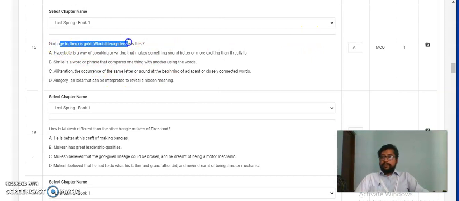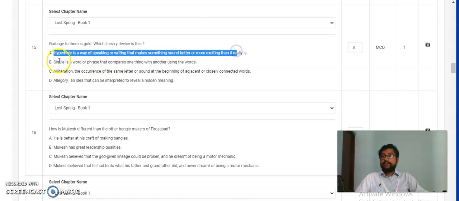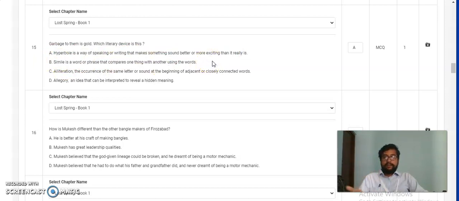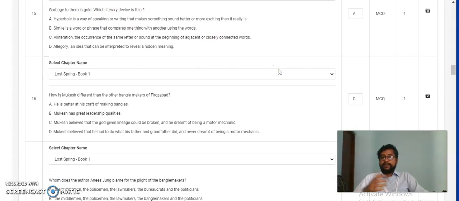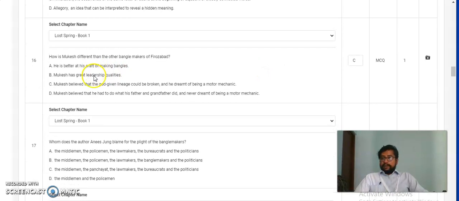Option A, garbage to them is gold. Which literary device is this? It's a literary device. You've studied that in standard 8, 9 and 10. Hyperbole is a way of speaking. I've also, instead of just giving hyperbole, simile, alliteration, allegory, explained what a hyperbole is, or a simile is, so that you can identify if your option was correct. Your option was correct if you chose option A, all the others are wrong. It's very obvious that they are wrong.